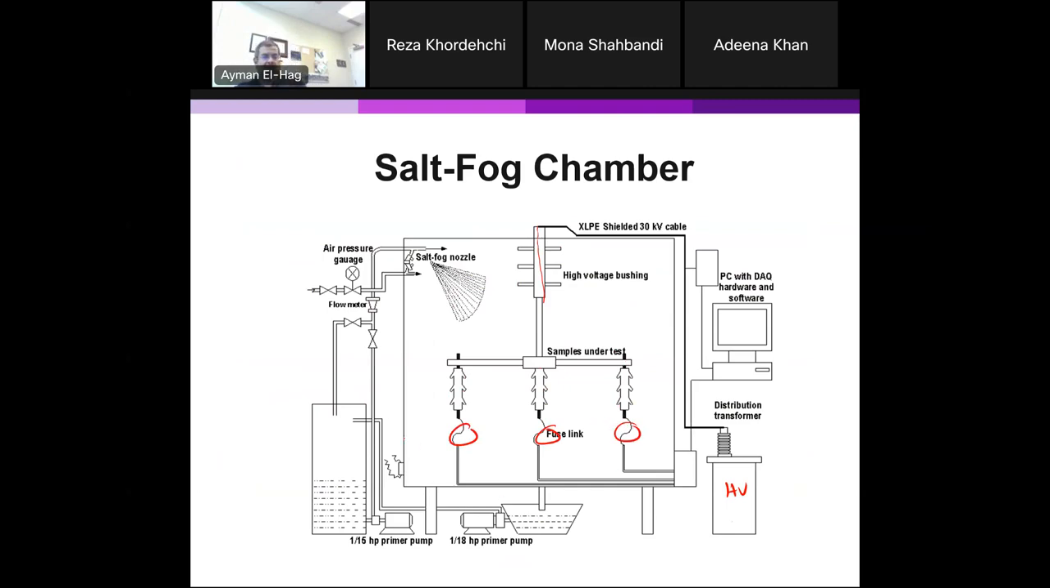And we have a large water container, and we control the conductivity of the water here, and we spray the water. There is a water pump here, so we spray the water. The water will be collected and re-sprayed again, so it's like a closed loop here. And the conductivity, for example, in the standard flashover test is 16,000 microsiemens per centimeter. This is the conductivity we use as per the IEC standard.